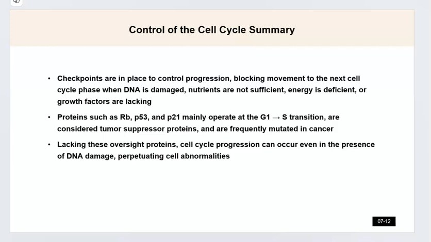Sometimes this happens when the nutrients aren't sufficient, when energy is deficient, or when growth factors are lacking. The proteins listed here are some of those: RB, P53, and P21. We know that they operate at the G1 to S station, and they are considered tumor suppressor genes that are frequently mutated in cancers. Lacking these oversight proteins, cell cycle progression can occur even in the presence of damaged DNA. That's how we can perpetuate these abnormal cells. So the checkpoints are important.